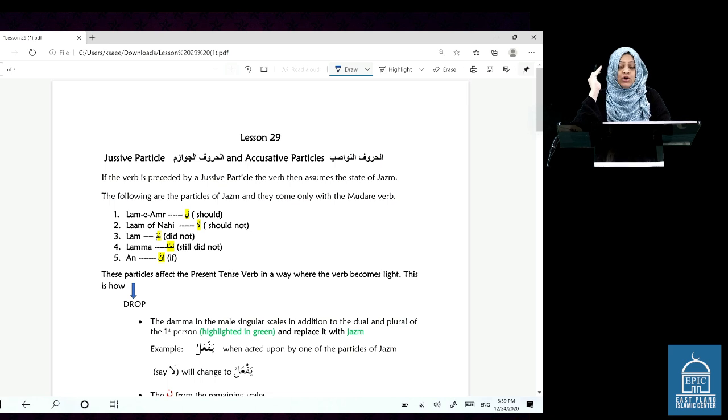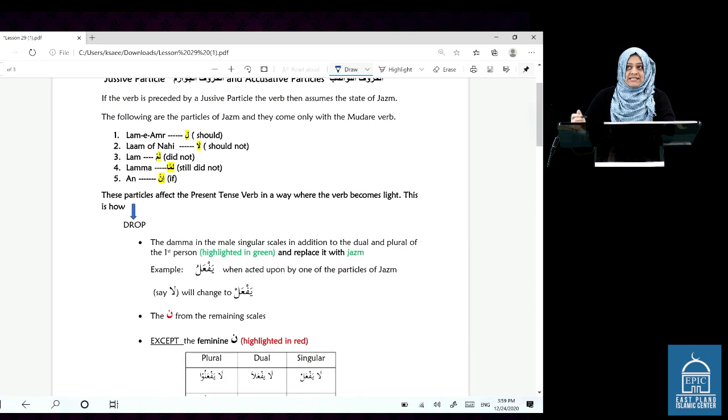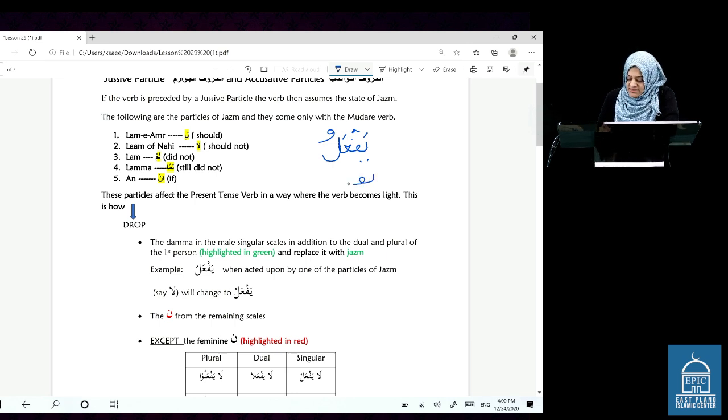First, we're going to look at the jussive particles, and in Arabic, they're called al-huruf al-jawazim. Jussive particle meaning what? They make the mudari majzoom. I'll give you an example. This is the default look of the mudari, yaf'alu. And then let me take the next one also, yaf'alani.